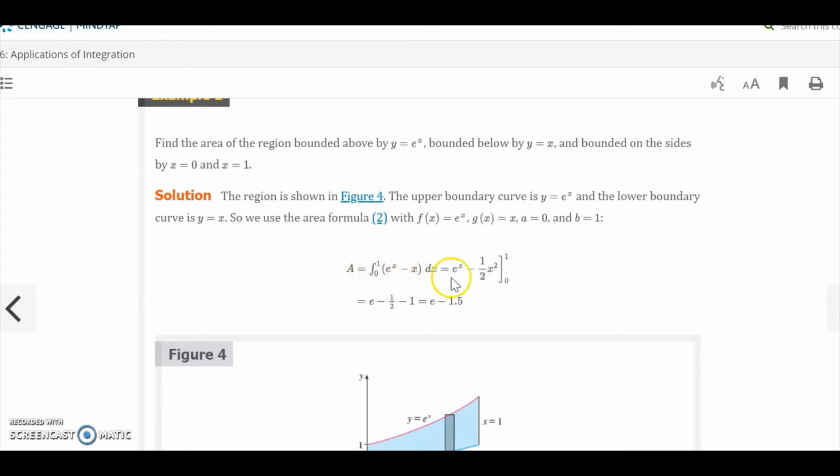Then we just integrate it. So e to the x, the integral of e to the x just stays e to the x. Remember, for integration, we're adding 1 to the exponent and dividing by that new power.